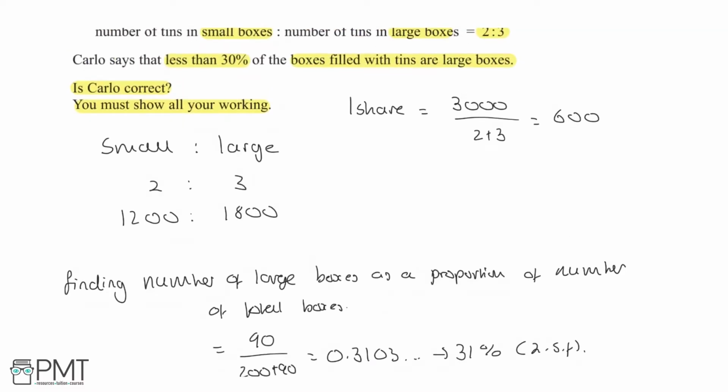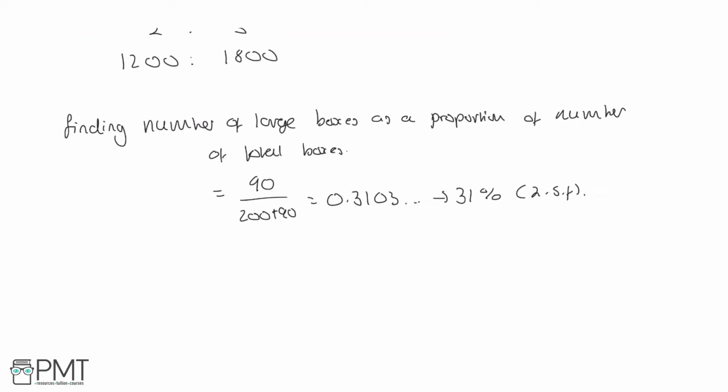We are told Carlo says less than 30% of the boxes filled with tens are large boxes, but it's actually 31%. So what we can say here is a concluding statement. We can say 31% is greater than 30%. Therefore, Carlo is wrong, like this.